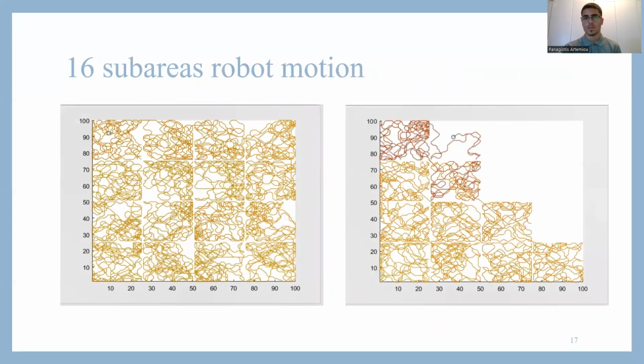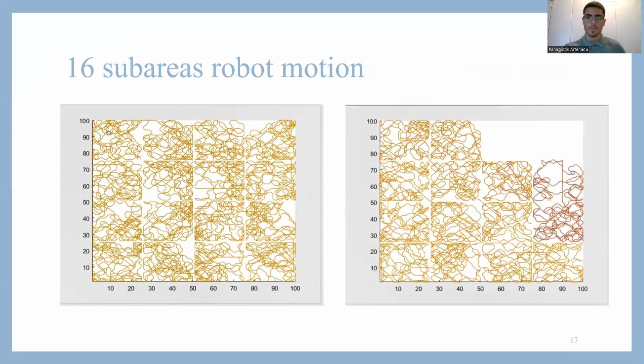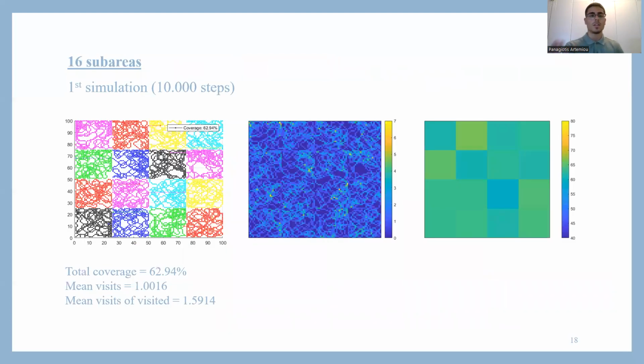And also at first sight, we can see that the whole area is visited, and there are small areas that are unvisited and small areas that are visited more, but generally it is a uniform coverage of the whole area. Here in the first simulation, giving the robot 10,000 steps to perform, we can see that the coverage is about 63%, and the mean visits about 1.59.